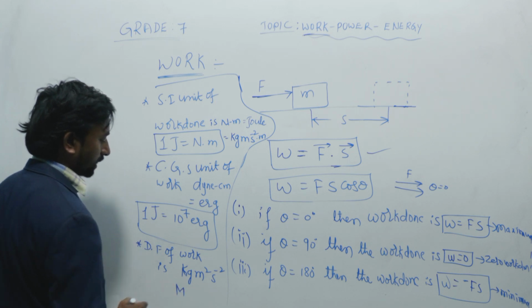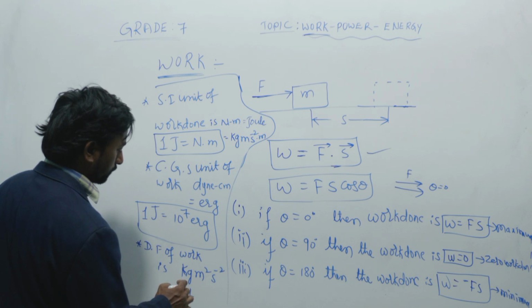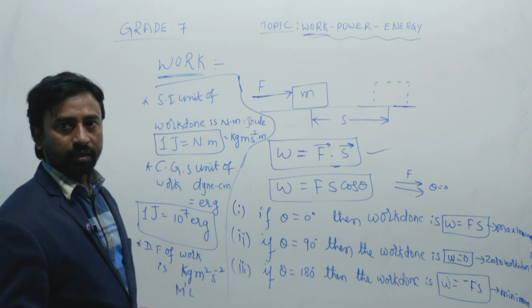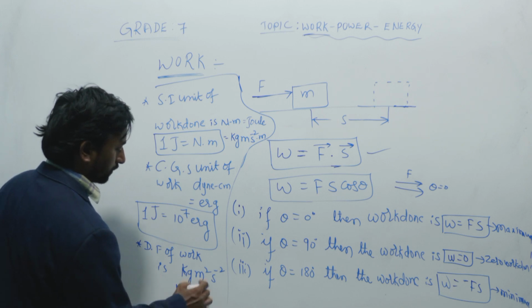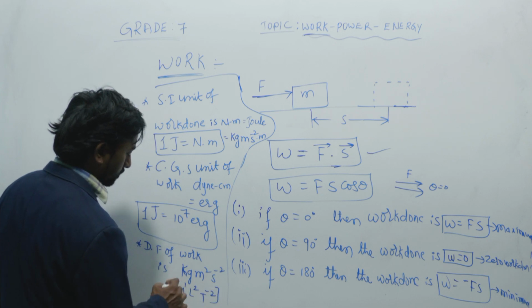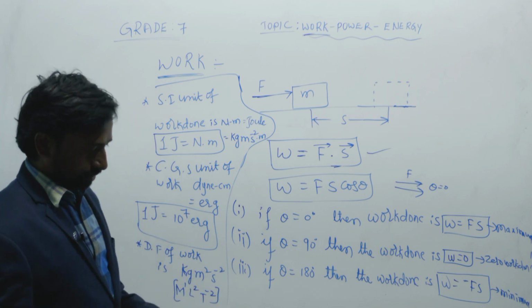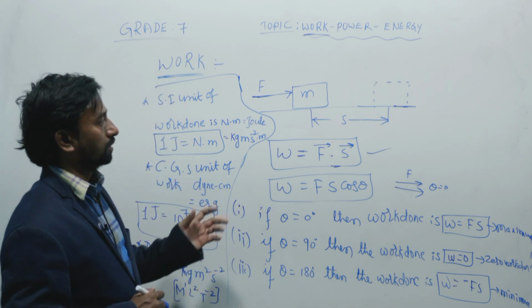The symbol of kg is mass, capital M, so M power 1. Meter symbol is length, so L power 2. Second symbol is T, so T power minus 2. This is the dimensional formula of work. So this is the mathematical expression of work.